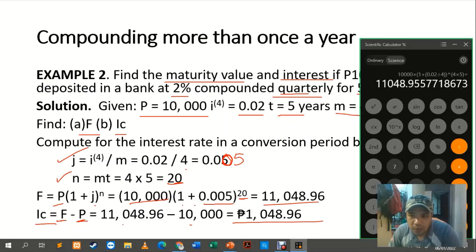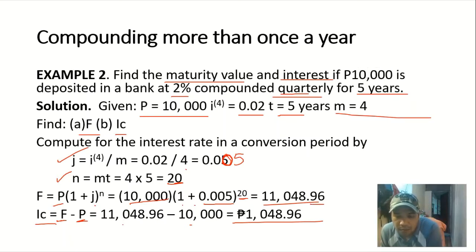So, 11,048.95. Now, in our setup, kapag ganito na yung decimal, 955, just round off dun sa nearest value niya sa hundredths. 96. Since talking about centavo, hanggang dun lang naman.